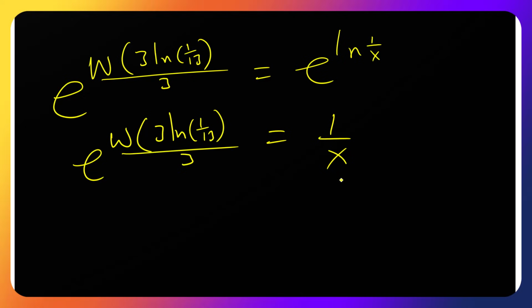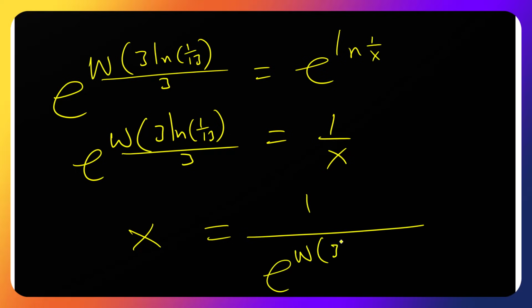So we have this. So the final answer is x equals 1 over e raised to the W function of 3 ln of 1 on 13, over 3. That's the final answer.